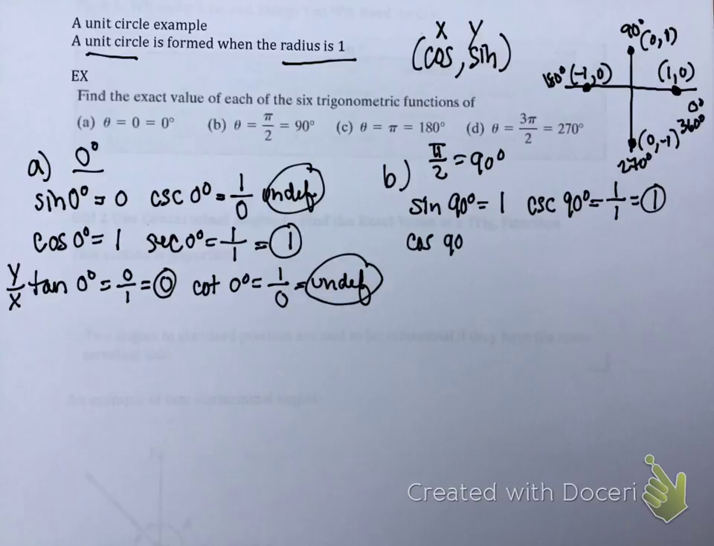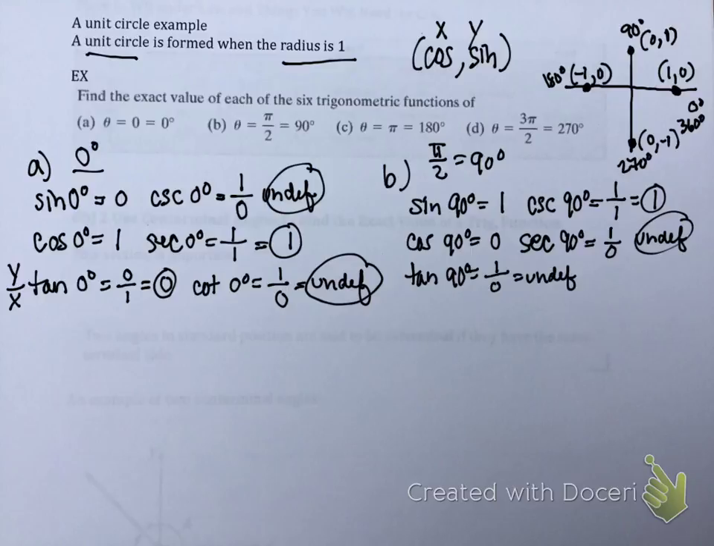Cosine at 90 degrees. Cosine is the x value. It is 0. Secant, what we're going to do is take the reciprocal of that, so it's 1 over 0. That is undefined. Tangent at 90 degrees. That is y over x, because it's sine over cosine. That's undefined. And cotangent at 90 degrees is going to be the reciprocal of that, so that is 0, because I can divide by 0.